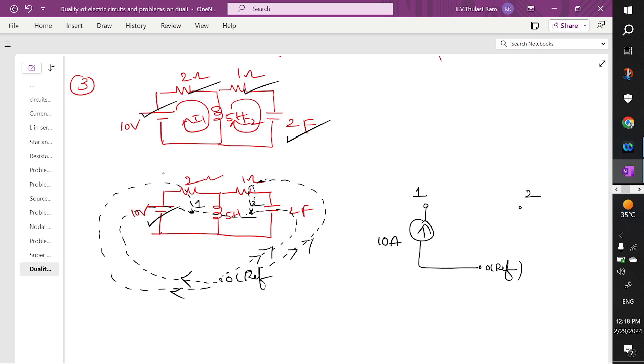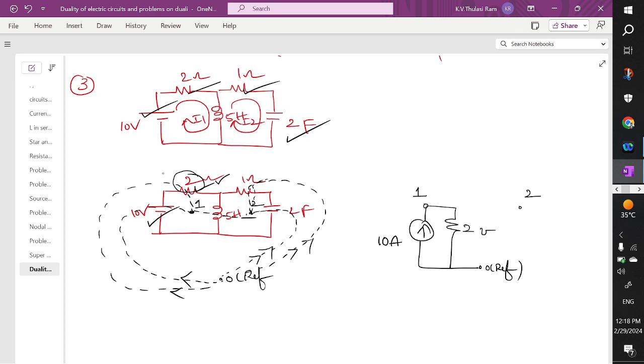So here you have a 2 ohm resistor connected between 1 and 0. So between 1 and 0 you are going to have a conductance. What is the value of the resistor given? 2. Write down the 2. And what are the units here? Ohms. Here you are going to get mho.